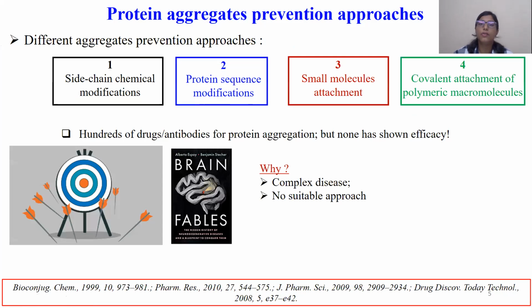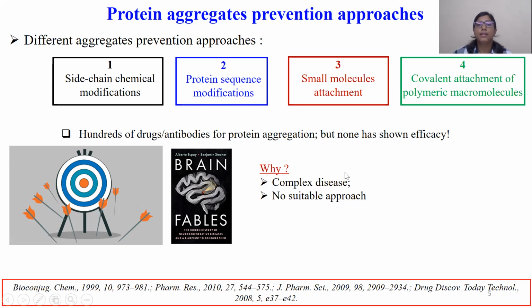But if we look at the current scenario, there are hundreds of drugs and antibodies which have shown protein aggregation prevention. However, till today, none have shown efficient efficacy in clinical trials. This has been happening for the last 25 years. And it is very sad that Parkinson's patients still use the same medications that their grandparents used, for example, in the 1960s. Now, why is this the case?